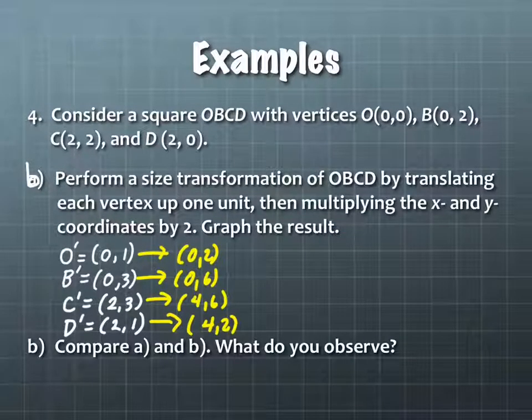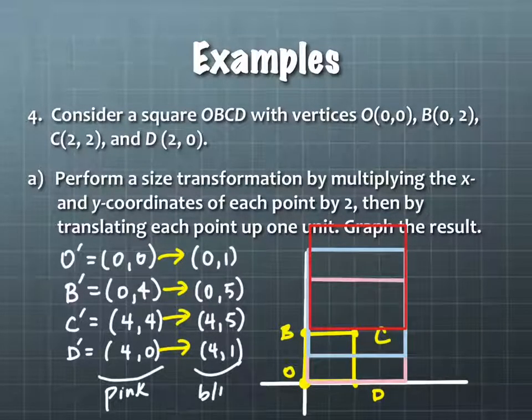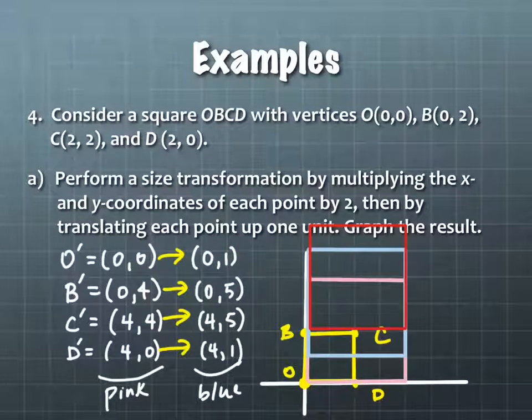For clarity, I'll come over here and I'll call these all double primes. That's part 2. So this was my pink. This one was blue. And part B was the red one. Compare A and B. The graphs, the red graph and the blue graph. What do you notice?